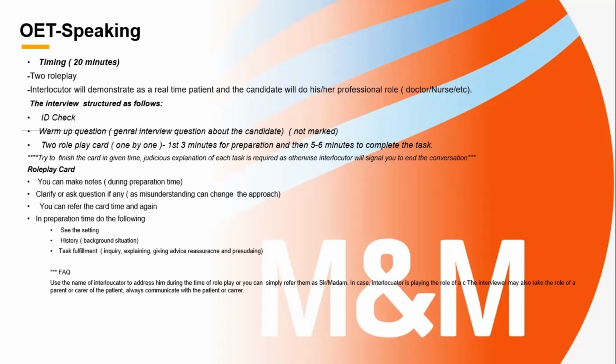Stages of the role play card: we discussed that we have to see the setting. Maybe it's your clinic, maybe your ward, your ICU, let's say CCU, emergency department, and so on. We can also have the background information that is already part of the card, like you already know, being a doctor, what had happened with the file, or it's the file of the patient. And then we have task fulfillment, which includes inquiry, explanation, assurance, advice, and so on.